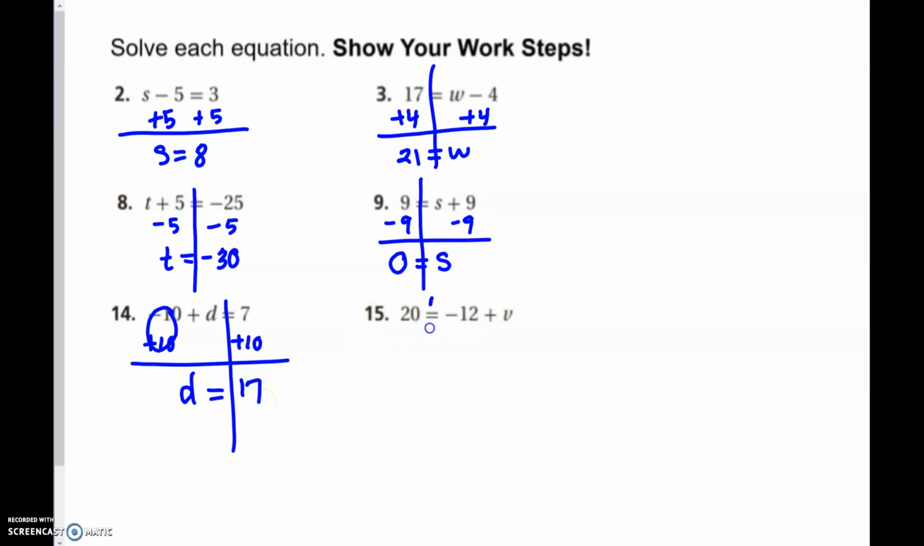Number 15, the number that's by the letter is the negative 12, and the opposite of a negative 12 is a plus 12. So we're going to add 12 to both sides. So we have 32 equals V.